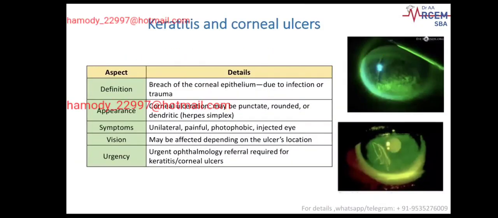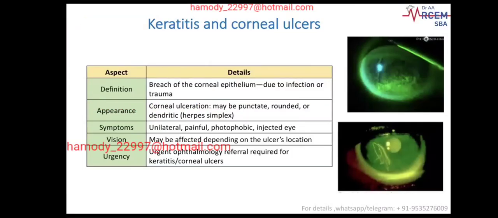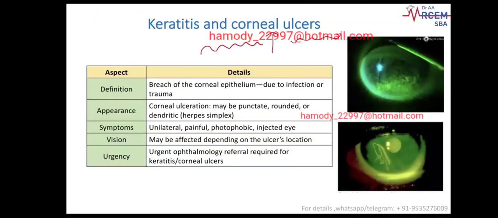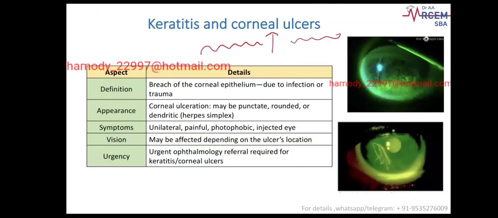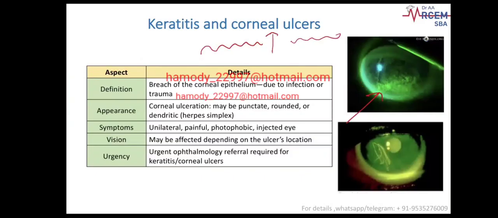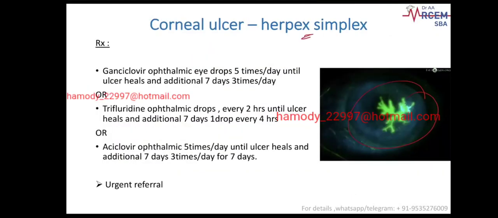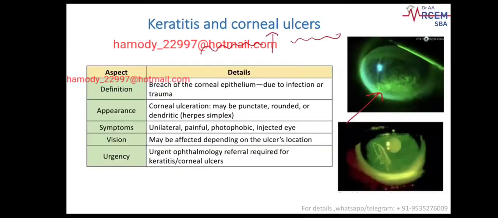Keratitis and corneal ulcers, they are vaguely one and the same thing. Whenever there is a giveaway in the epithelial lining of the cornea, then we usually call it a corneal ulcer. They can appear like punctate dots or round shaped, or they can have a dendritic pattern like this. Whenever it is dendritic, it is highly suggestive of a herpes simplex infection.